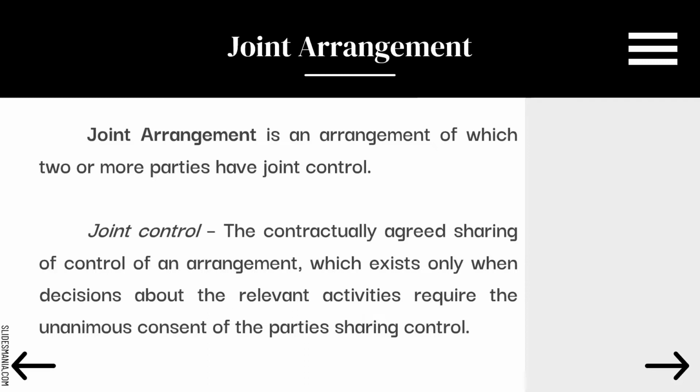So what do we mean by unanimous consent? Unanimous consent means any party can prevent any of the other parties from making unilateral decisions about relevant activities without its consent. So dapat lahat mag-agree before mag-come up sa isang decision. Kung ano mang decision yan, investing decision, financing decision, or any decision that can affect the relevant activities. So when we say relevant activities, these are activities that can significantly affect the returns of the arrangement, not necessarily the entity, pero yung arrangement. So dapat may unanimous consent.